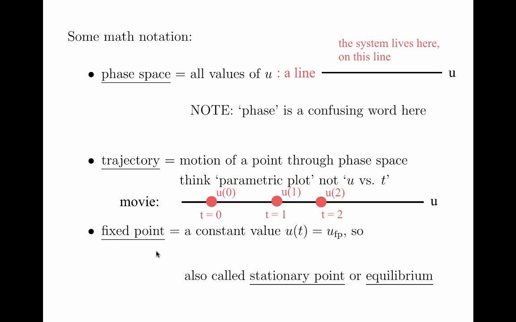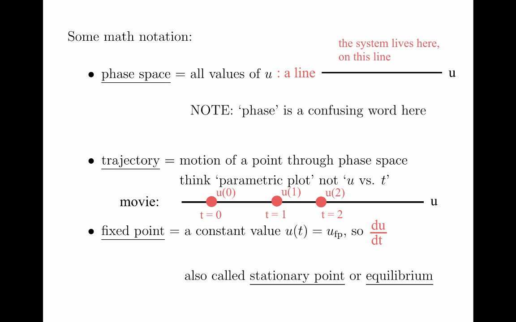The last term we'll think about is a fixed point, which corresponds to a constant value of our variable u. So we'll define u of t is equal to u sub fp. fp for fixed point. Notice we've eliminated the time dependence here because we've said u is a constant value. It no longer depends on time. So if u is a constant value, what is du dt?